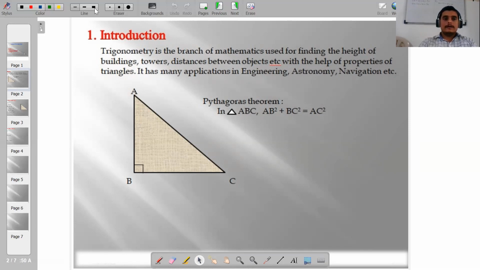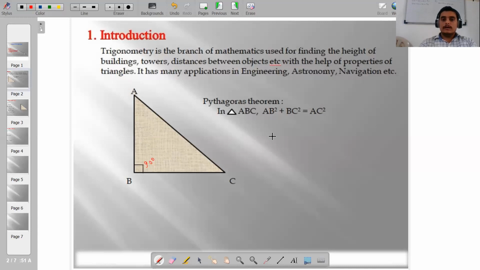The basic part of trigonometry is the Pythagoras theorem, and we define all the trigonometric ratios only for the right angle triangle. The Pythagoras theorem says that in any right angle triangle, the sum of squares of two sides is always equal to the hypotenuse square. In the adjacent figure, we can see that angle ABC is 90 degrees, and the side opposite to it is AC, which is known as the hypotenuse. And BC and AB are two adjacent sides, or they may be referred to as the base and height of the triangle.